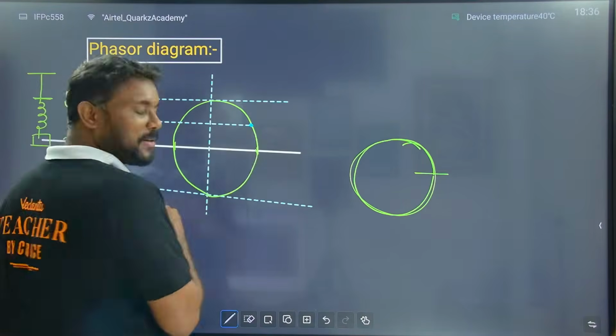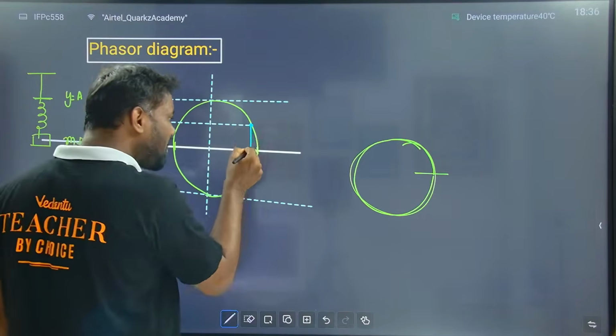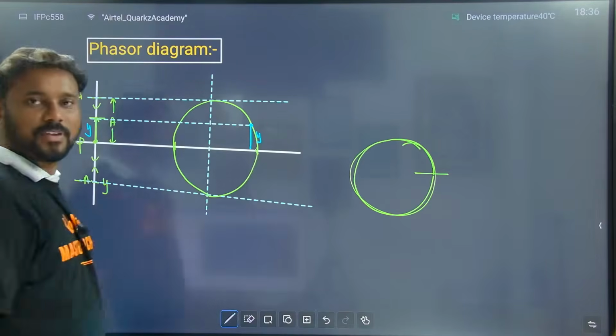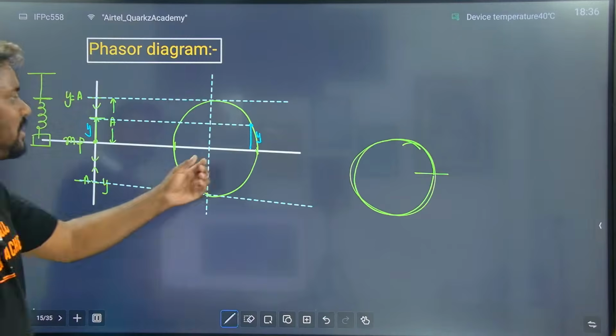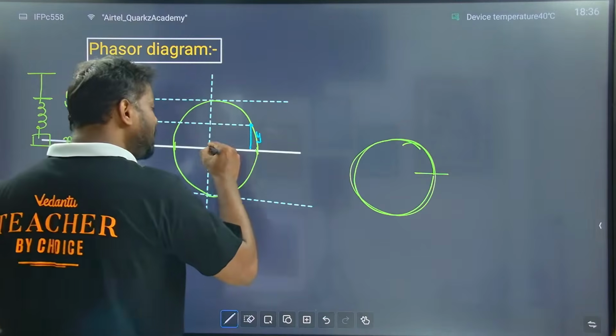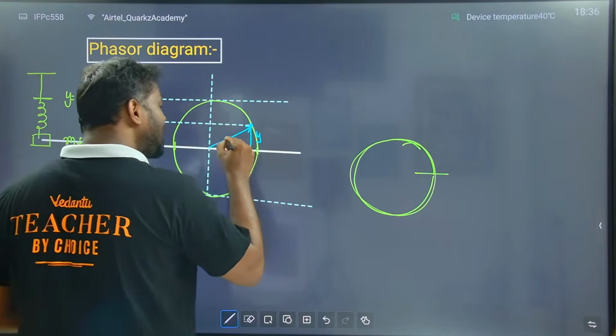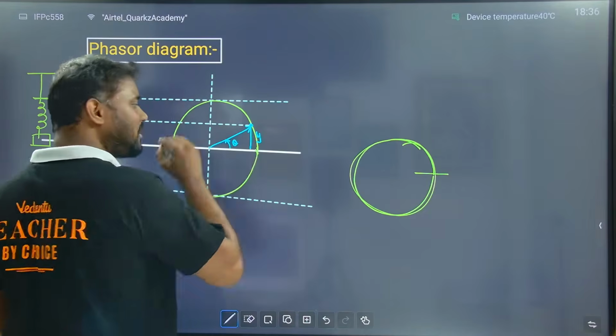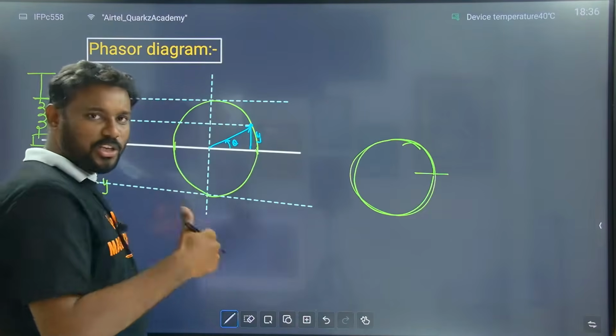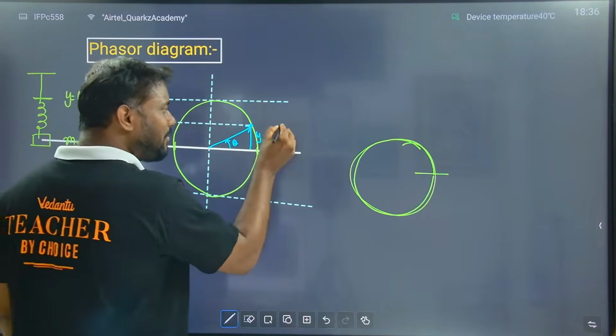How can we represent this displacement? I'm going to calculate this displacement. This is y, right? Because it is moving in the upward direction, this is y. How can we calculate this? From this point, which angle does it make? There is an angle theta, because it is moving with angular velocity omega. Okay, how can we represent this theta?